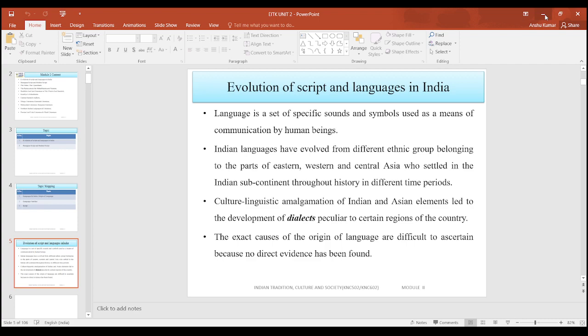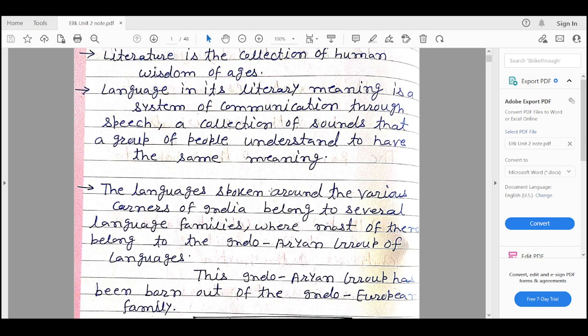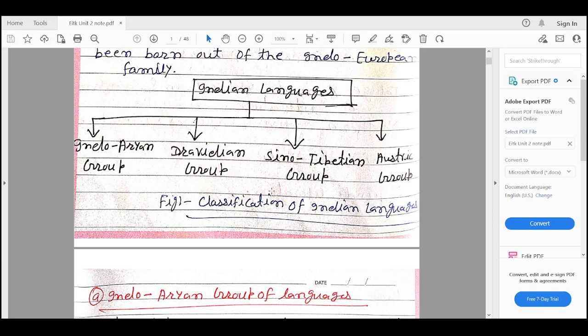Now we come to the greater part, the language families of India. If you are talking about the language families of India, then we have to talk about Indian languages. The major classification of Indian languages is the Indo-Aryan group, Dravidian group, Sino-Tibetan group, and Austric group. Now let's discuss them one by one.